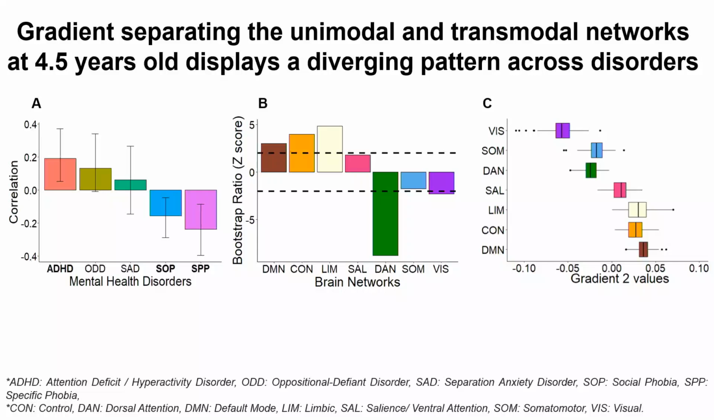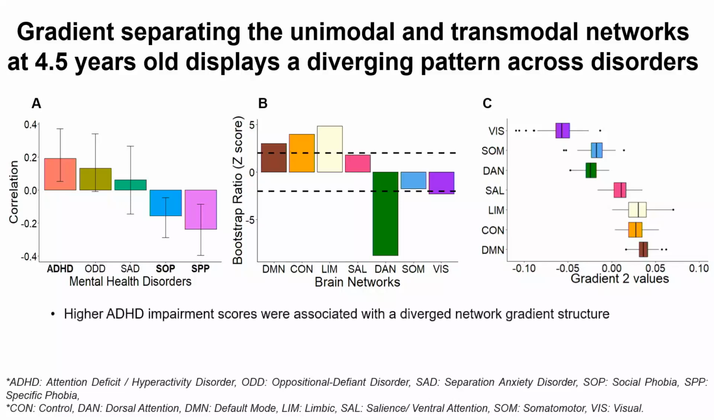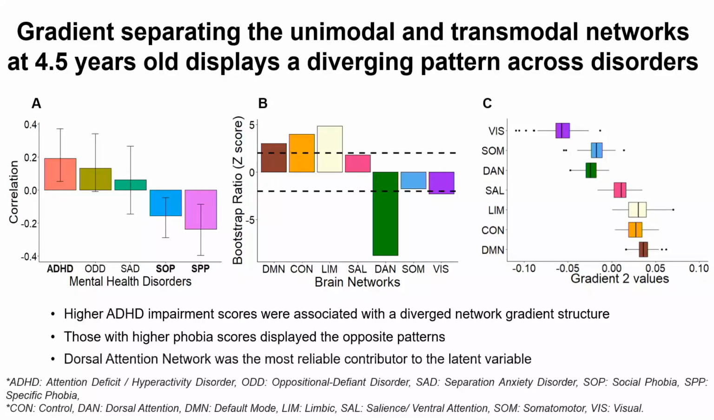So let's just revisit the gradient patterns again, and from here we can see that children with higher ADHD impairments exhibit a more diverged network structure, where the multimodal and unimodal networks are situated further away from each other. On the other hand, those with higher phobic scores display opposite patterns, where the networks are more clustered along this gradient. The dorsal attention networks are also identified to be the most reliable contributor to this latent variable.